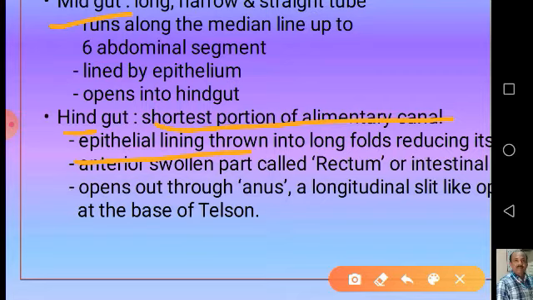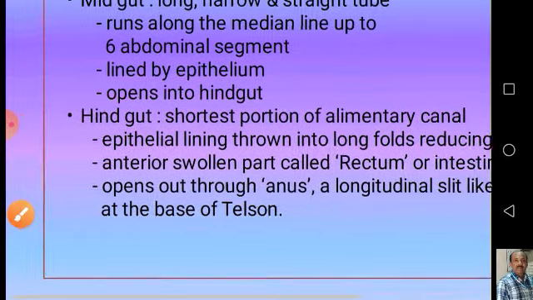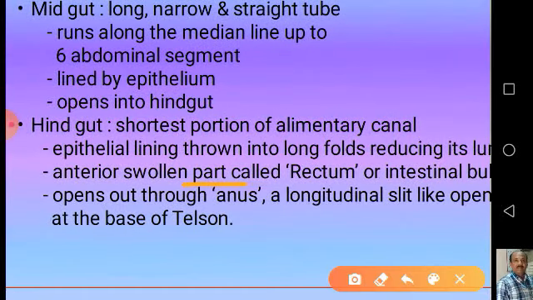Anteriorly, it is swollen and forms a thick muscular sac, which gradually narrows down and becomes tubular. The innermost lining is cuticular in nature, and the epithelial lining is thrown into long folds, reducing its lumen. The anterior swollen part is called the rectum, or intestinal bulb, and this rectum opens out through the anus.